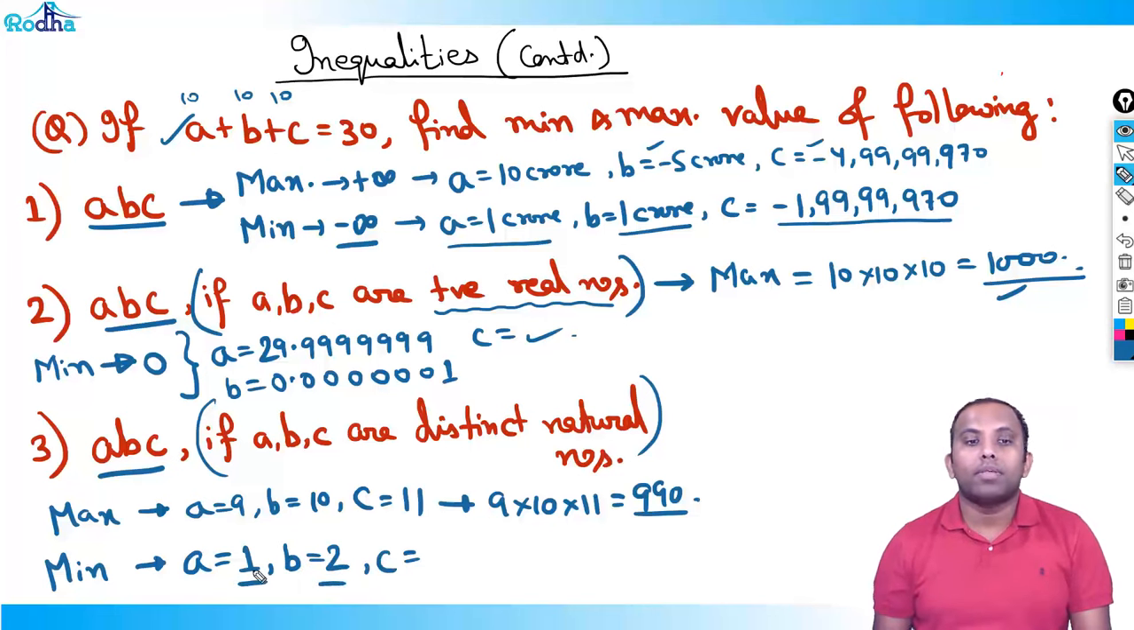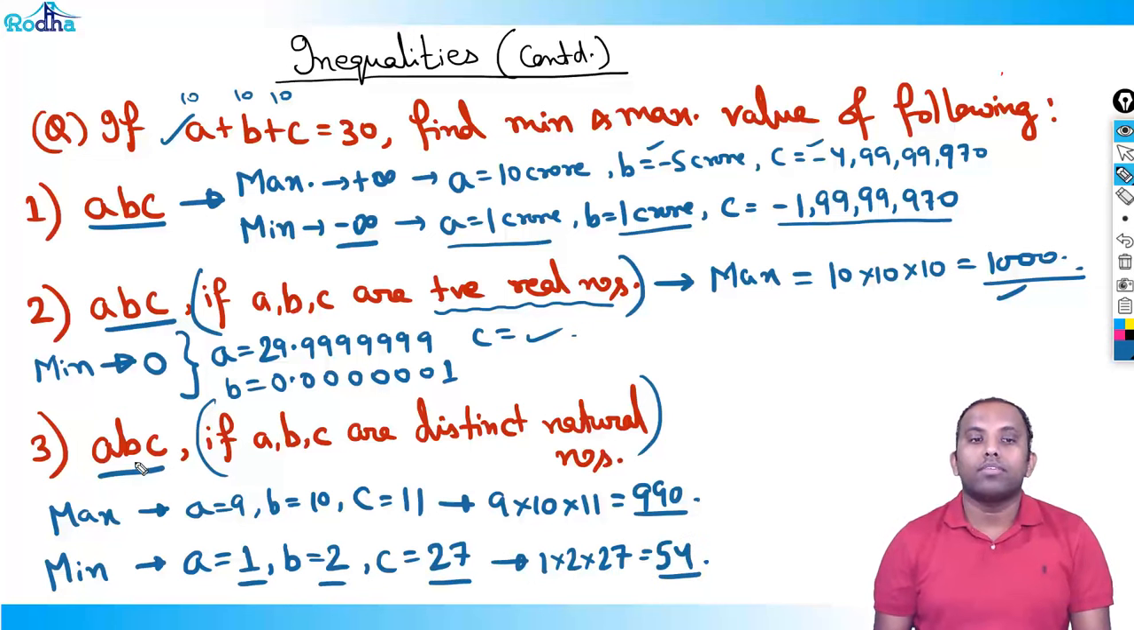Now, since A plus B plus C is 30, and A is 1, B is 2, what is C now? C could be 27. So if C is 27, A plus B plus C is 30. What is A into B into C now? 1 into 2 into 27, that is 54. This is the answer, right? So the minimum value of A into B into C, if A, B, C are distinct natural numbers, is 54.